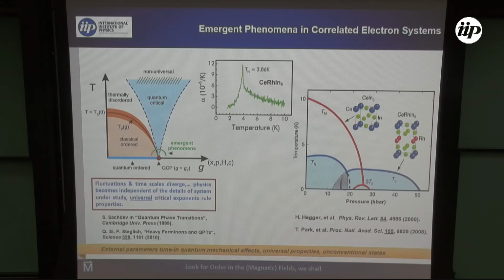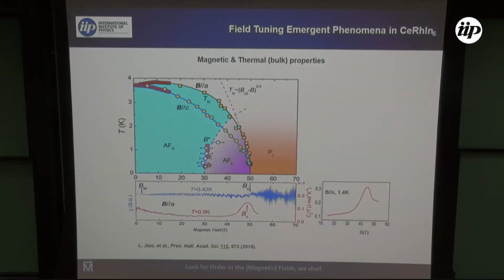So we can do the same thing with magnetic fields. We can use an external parameter such as the pressure and study what is happening here. This is a magnetic field example. Now we have again an antiferromagnetic state in zero magnetic field.